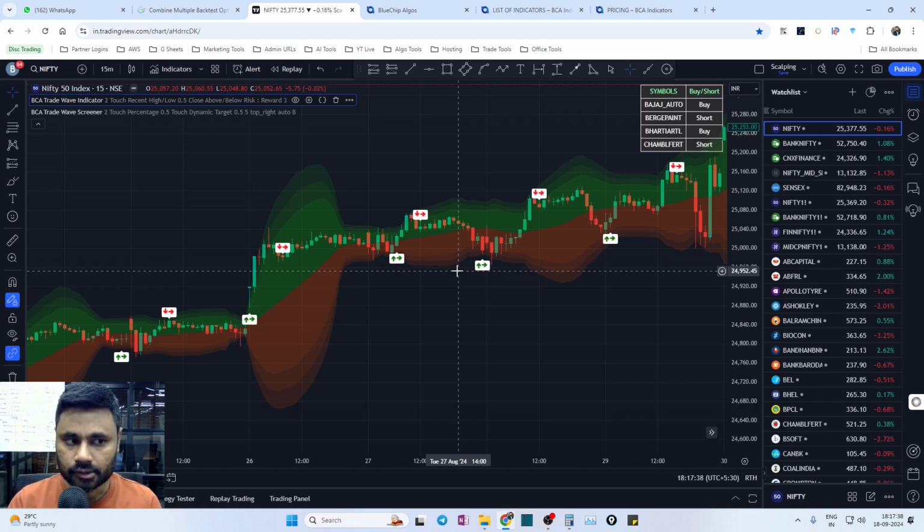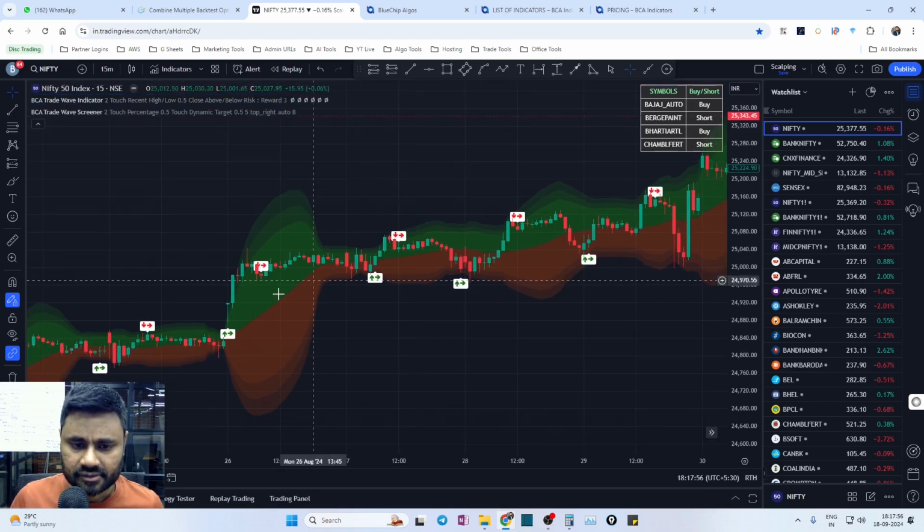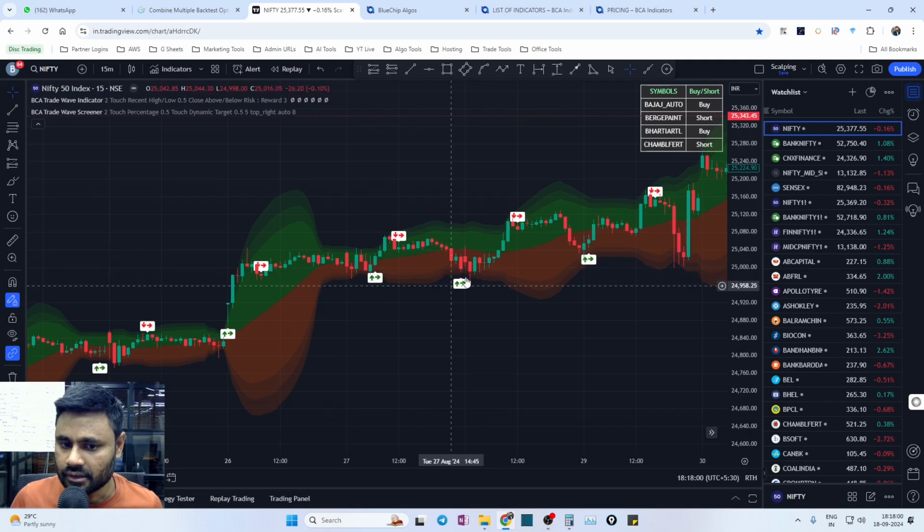But that said, this is not a holy grail. Please do not take it as a holy grail indicator. You need to apply it along with your other price action or other favorite indicators so that the accuracy will be increased. And you can see here, if there is a range bound market, it is able to accurately predict the highs and lows.